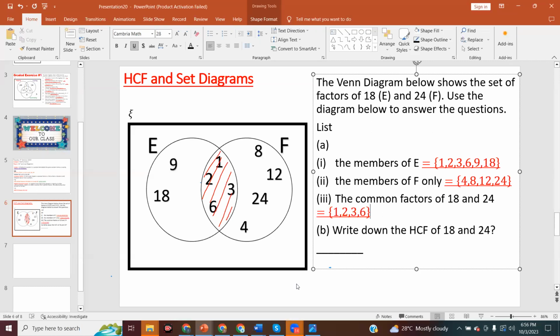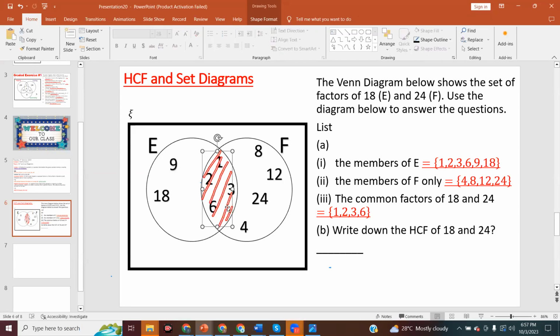Okay, so what is the highest common factor of 18 and 24? Again, what is the highest common factor of 18 and 24?